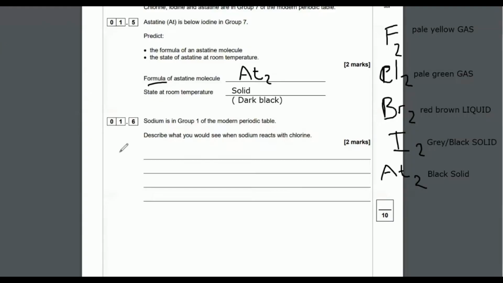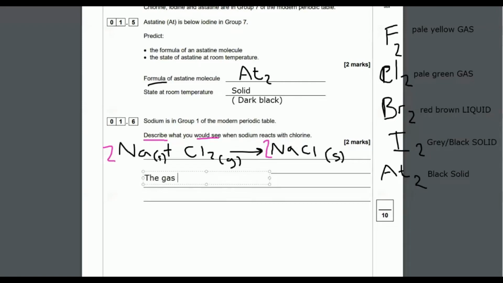1.6, final part of this 10-mark question. Sodium's in group 1 of the periodic table. Describe what you'd see when sodium reacts with chlorine. You have to know this reaction off by heart. And solid silver sodium, it's a metal. It's going to react with chlorine, which is a green, green yellow gas, and it's going to form sodium chloride, which is table salt, which is a white solid. Actually, sometimes if there's enough energy in this reaction, it's going to vaporize and you're going to get a white smoke instead of a white solid.